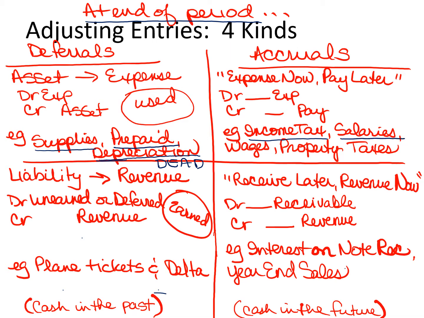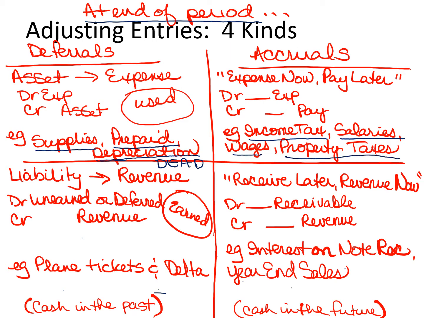Also salaries. If you think about salaries, remember there's a lag between when you work and when you get those paychecks. So again, if it's at the end of a period, I'm going to recognize the salary expense for the employees that have worked through the end of the year, but I won't pay them for another probably 15 days. Same thing with wages. Wages is like salaries.